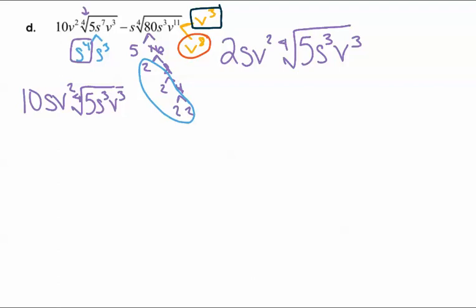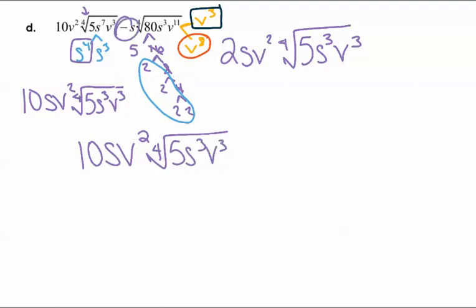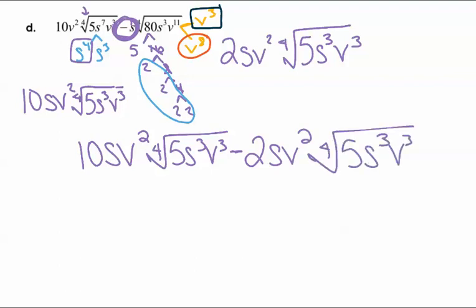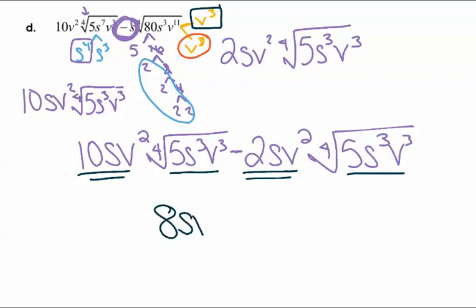So now that I've simplified both pieces, I have 10sv squared, the fourth root of 5s cubed v cubed, minus, from my problem, 2sv squared, the fourth root of 5s cubed v cubed. So I've just kind of rewritten them, and this is going to allow me to check and see that inside both of my radicals they're exactly the same, and then I also have like terms on the outside. So once I've got like terms inside and the outside, I can go ahead and subtract the 10 minus 2 to give me 8sv squared, the fourth root of 5s cubed v cubed for my final answer.